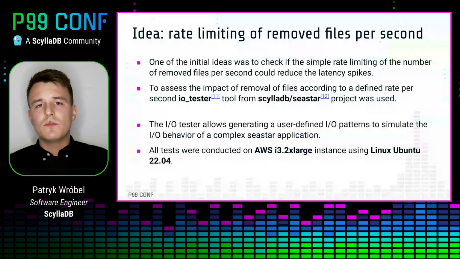So the first idea for the fix was to implement simple rate limiting of number of removed files per second, and to verify that hypothesis, IO tester tool from C-Star project was used. This tool allows users to generate a defined pattern of IO operations to the drive. And just to underline, the measurements that will be shown in the next slides were obtained on an AWS i3 2xlarge instance with Ubuntu 22.04.